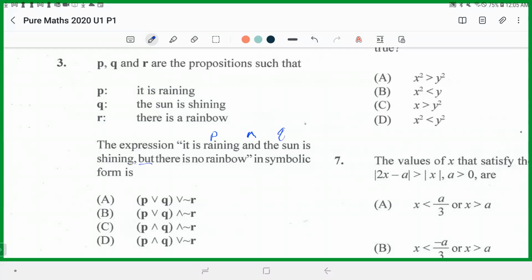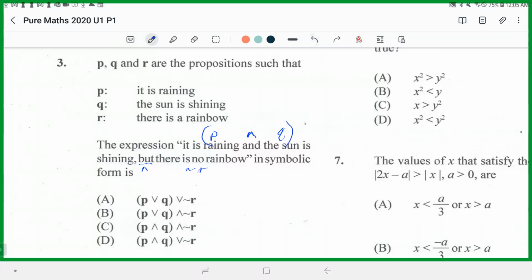But here is now taken to mean and as well. So that's it. And there is no rainbow. So this R is rainbow. So no rainbow means not R. Not R. So you have this and this. Then the but means and again, and not R.